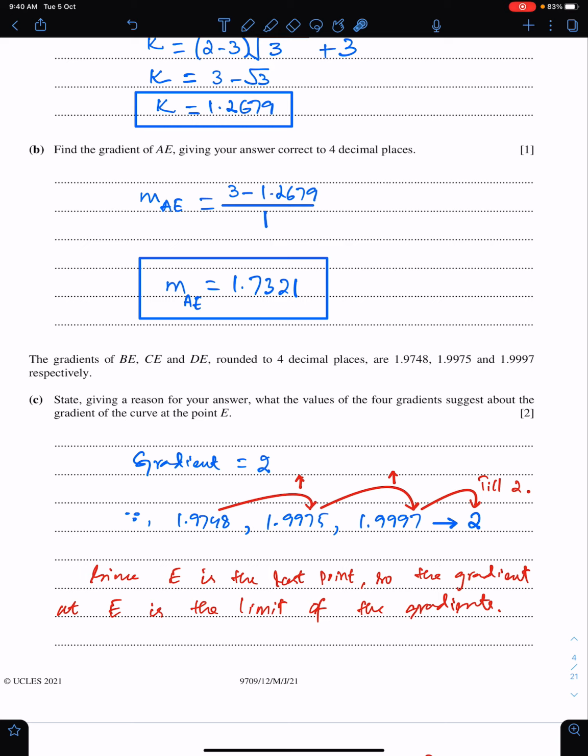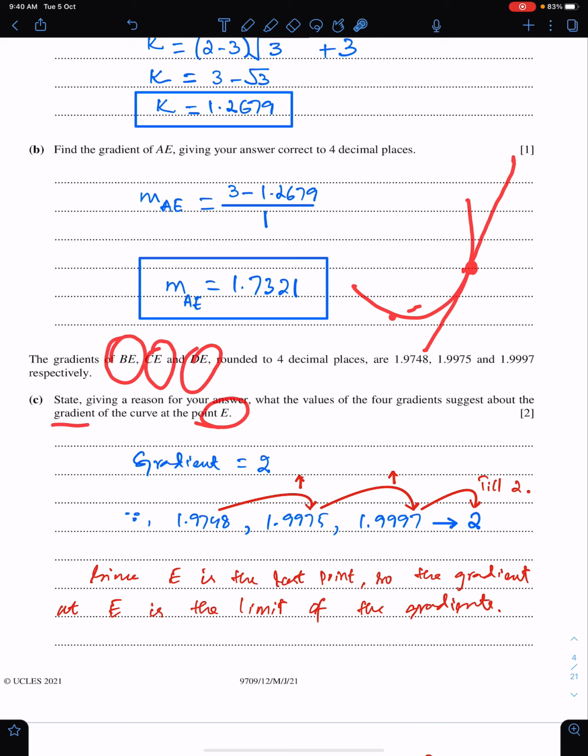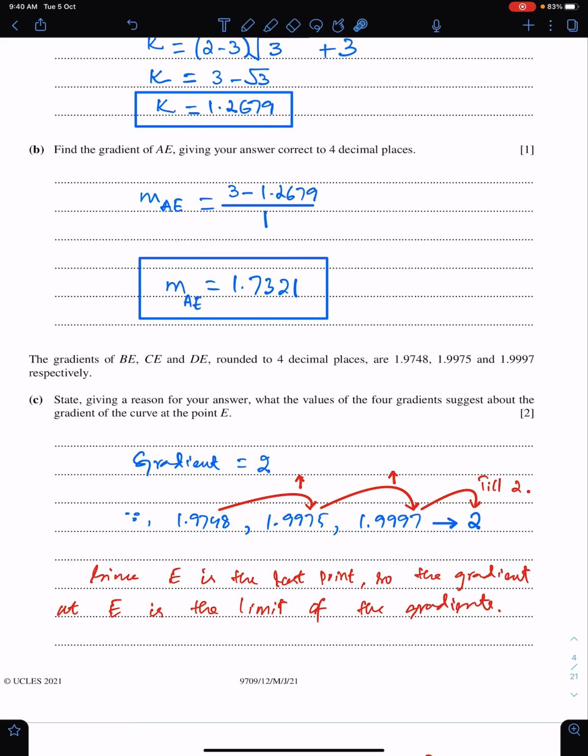Now part C, state giving a reason for your answer what the values of the 4 gradients suggest about the gradient of the curve at the point E. Let's suppose this is the point E and this is the tangent. And these are the chords BE, CE, DE. This is the rough sketch. So gradient at E, E is the last point. So gradient at E could be approximately 2 because these gradients tend to 2. So gradient at E should be 2.